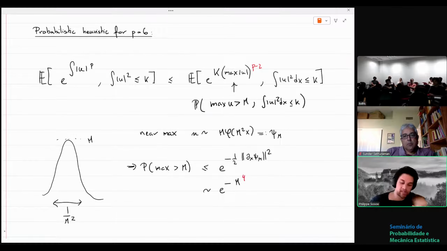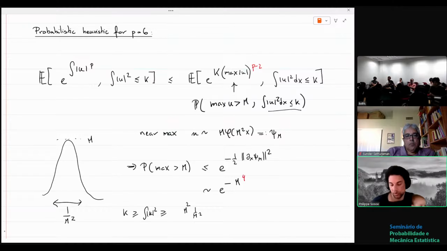Of course, we can ask, well, suppose I put this condition that the total integral is less than k, what needs to happen if I want to have a maximum of size m? Well, if the maximum is of size m, then it can only occur in an interval of size 1 over m squared, right? Because the total integral of u squared has to be bounded, and so this puts a bound on m squared times the interval where the maximum is occurring. So basically, near the maximum, if the maximum is m, then you can only take this maximal value in an interval of size 1 over m squared. Of course, this is fully heuristic.